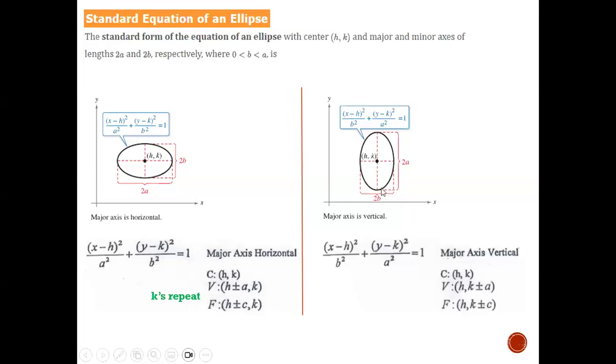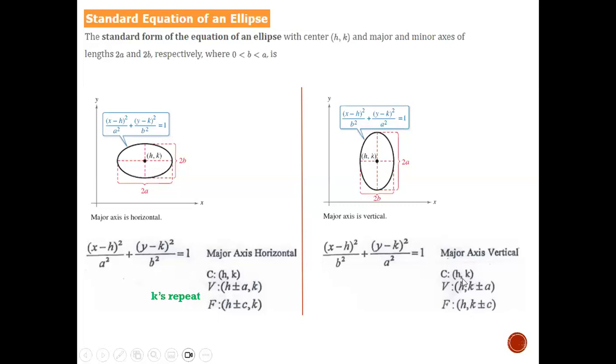This one is stretched more vertically. It's elongated vertically, right? The equation looks the same, but the A and the B are switched. So the A is going to be the bigger number. So if you see the bigger number under the y squared, then that's when you know the major axis is vertical. Over here, the bigger number is going to be under the x squared, and that's when you know the major axis is horizontal or the ellipse is stretched more horizontally, okay?